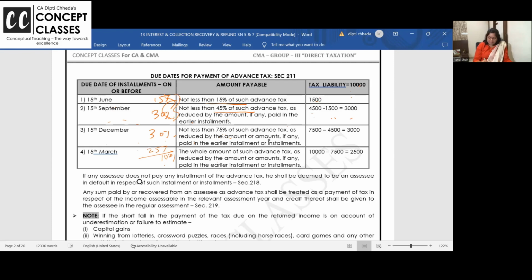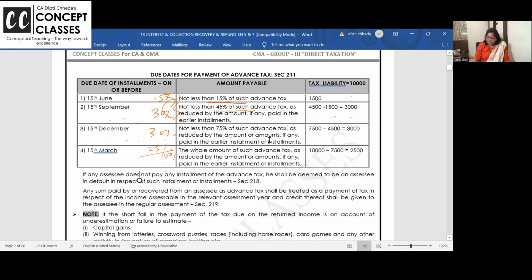By 15 December, how much should I pay? 75%, 7,500 minus 4,500. That is 3,000. By 15th March, 100%, 10,000 I should pay. But 75% I have paid, 7,500.